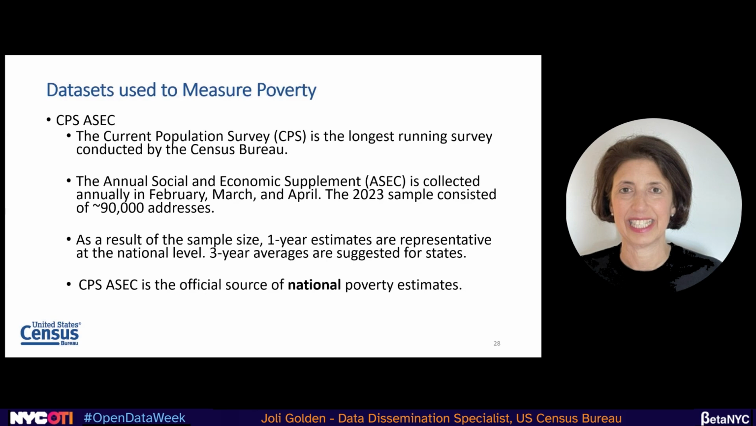So the Current Population Survey is the longest running survey conducted by the U.S. Census Bureau. It goes back to 1959. And the Annual Social and Economic Supplement, which is part of it, is collected annually in February, March, and April.